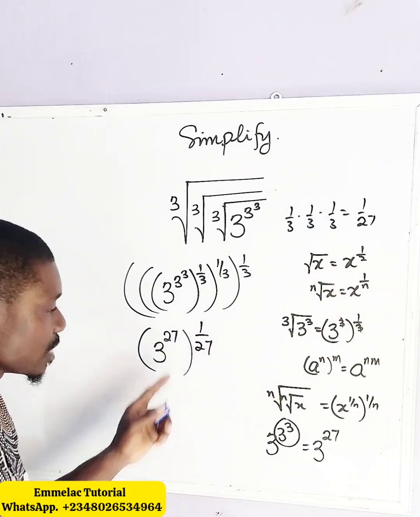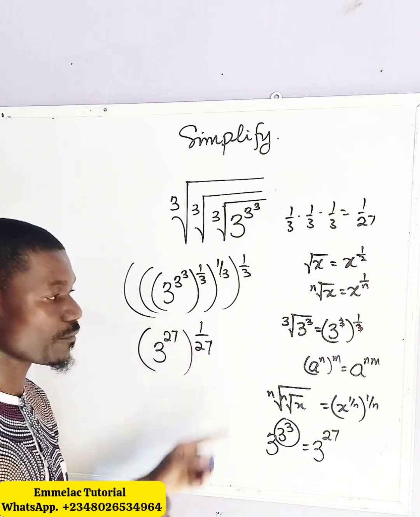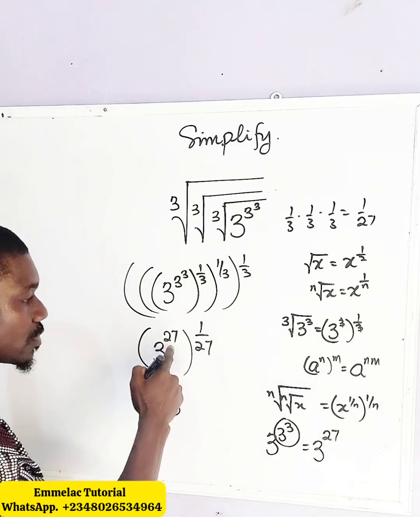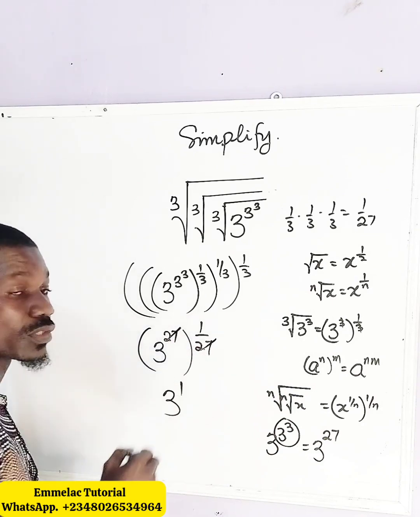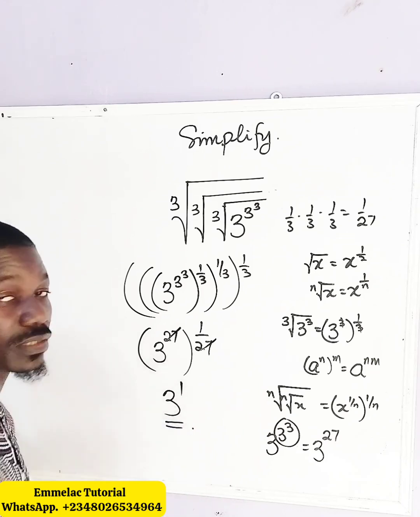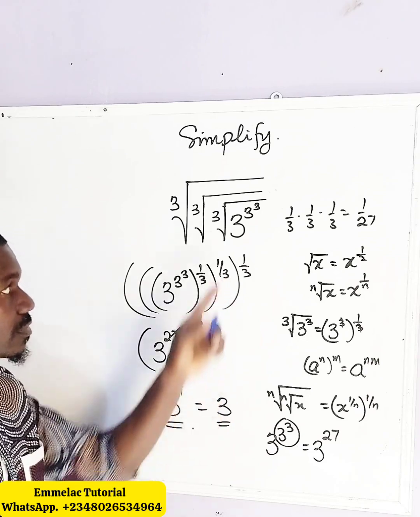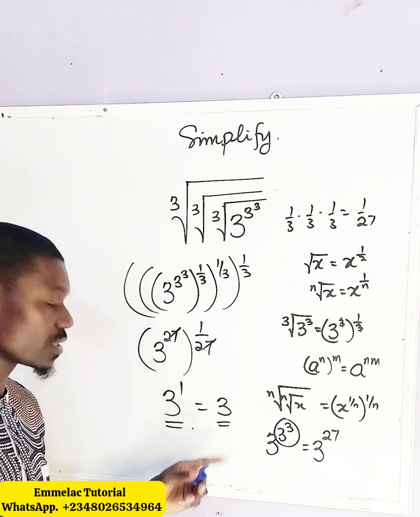Now you can see here 27 multiplied by its reciprocal. Following this rule, 27 will eliminate this 27, giving us 3 raised to the power of 1, which is the same thing as 3. So the simplified form of the initial expression is 3.